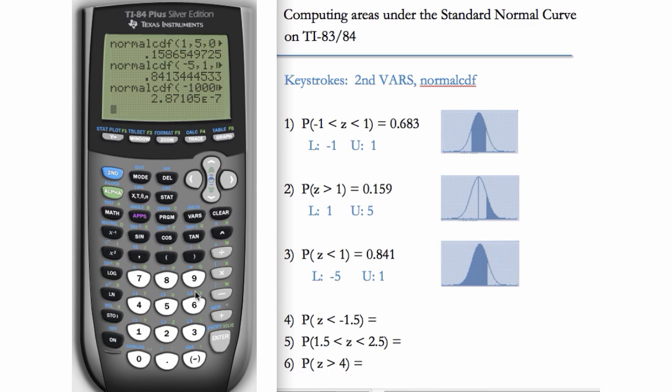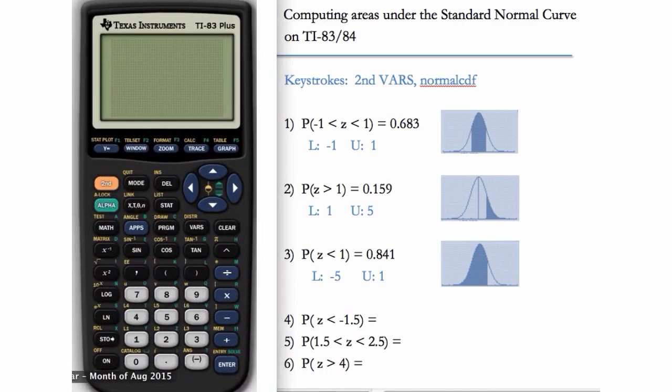Okay, so to do this on the TI-83 is similar. We're going to go to second vars, normal CDF. Now here you have to enter the lower bound and upper bound separated by a comma. It doesn't give you prompts for lower and upper. So if we wanted to do number 1, we would just do -1, comma 1 right there, and then hit enter. Similarly for number 2, to evaluate this on the 83, we would go to second vars, normal CDF, and then do 1, comma 5, and there's our answer.